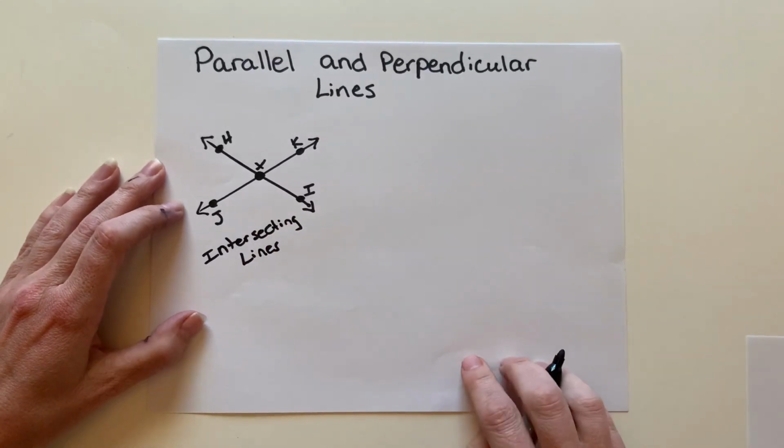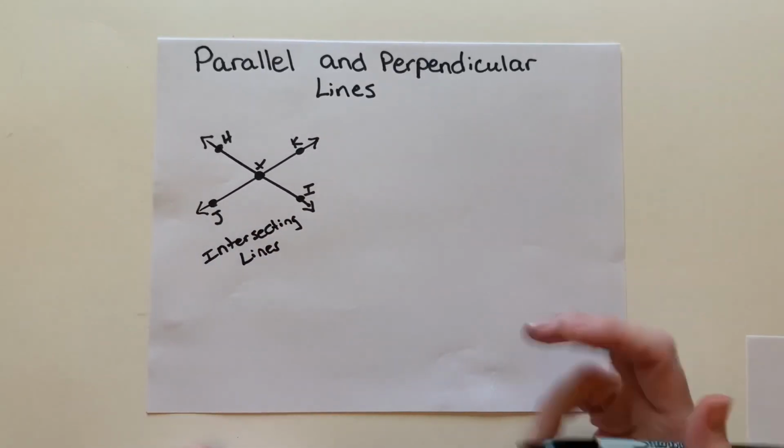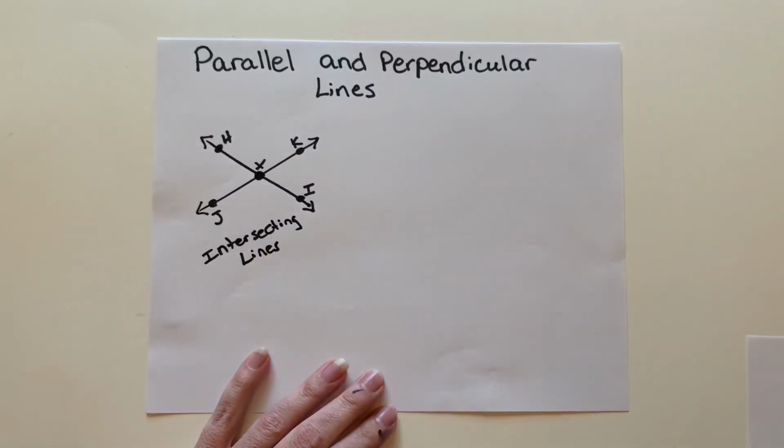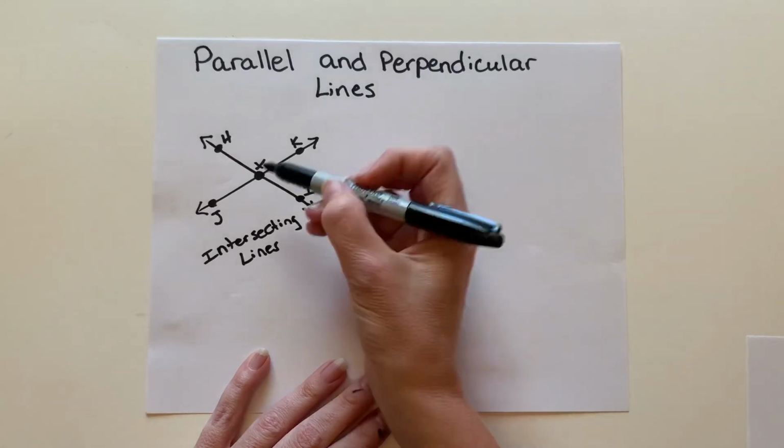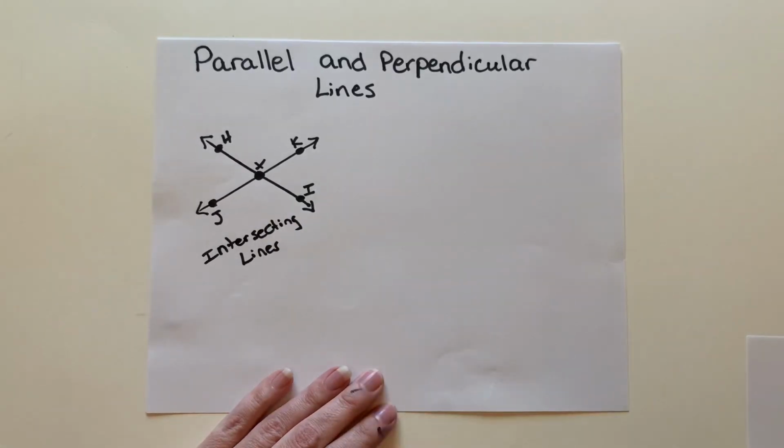Pretty easy to remember. They intersect, that's where they cross. So these are intersecting lines. They are lines that cross at exactly one point. So that's that one point. They don't cross anywhere else.